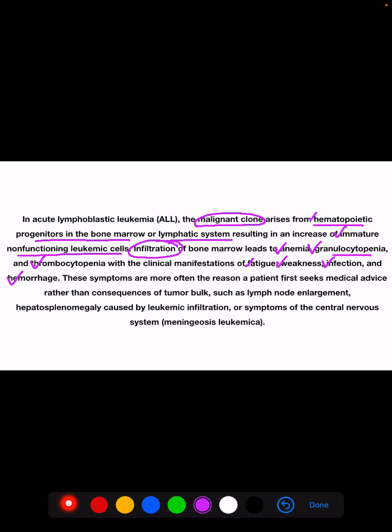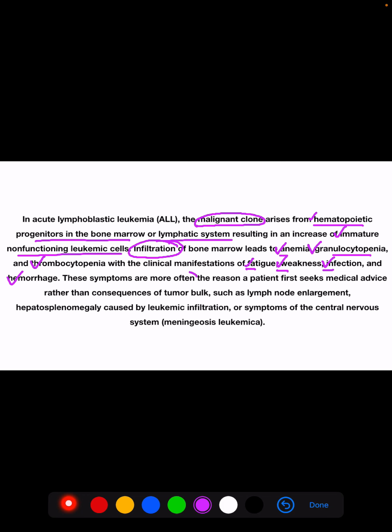So in acute lymphoblastic leukemia, a malignant clone arises from the hematopoietic progenitors in the bone marrow or the lymphatic system. Because of this, there is an increase of immature non-functioning leukemic cells, and these leukemic cells infiltrate the bone marrow. What is happening because of this? There is anemia, granulocytopenia, and thrombocytopenia, and the clinical manifestations are fatigue, weakness, infection, and hemorrhage. So these are the symptoms.